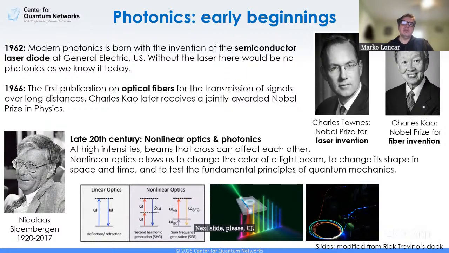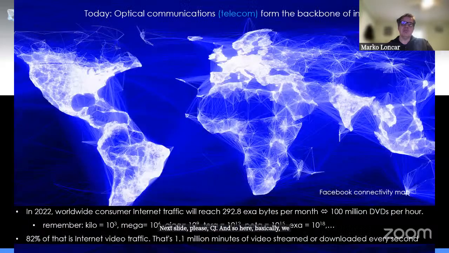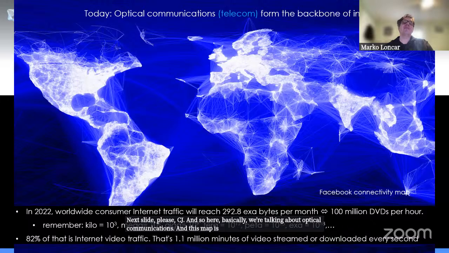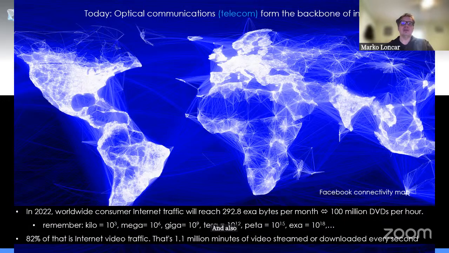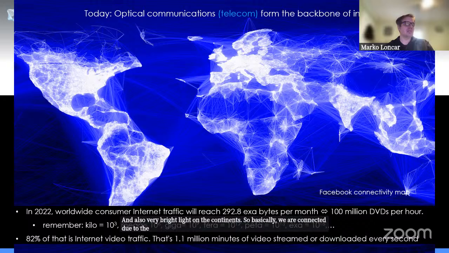And so here, we're talking about optical communications, and this map is the Facebook connectivity map, and that shows the amount of data transmitted through optical fibers, which are these faint lines going underneath the oceans, and also very bright light on the continents. So basically we are connected due to the fact that optical fibers can send vast amounts of data in a very efficient manner.